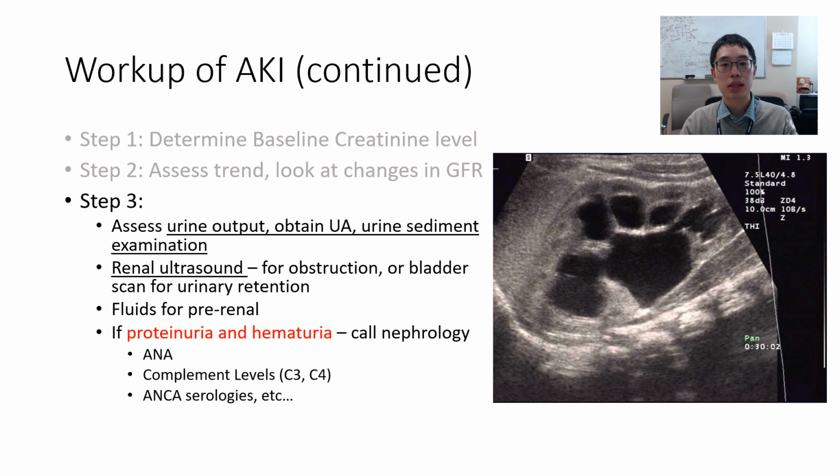The urinalysis is also helpful to determine if there's any protein or red blood cells and can give us a clue if there are any glomerular or interstitial etiologies to their acute kidney injury. And there are other serological tests that we can do to help narrow the differential diagnosis.